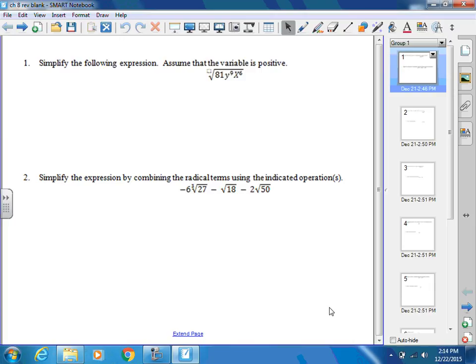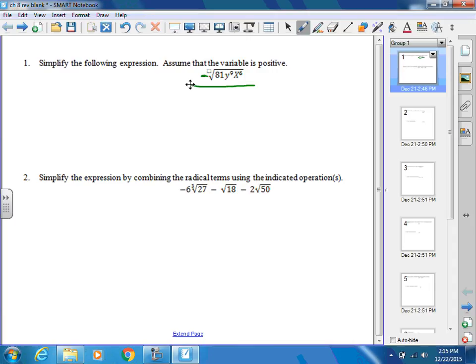Number one is asking us to simplify this radical, assuming that the variable is positive. The reason is that this is a square root. How do I know it's a square root? Because there is nothing in the index that tells me it's anything but. If you don't see anything there, we always assume it's a square root, which has an index of 2. That's why it's called a square root. Like 3 squared is 9, so 3 times 3, 3 to the second power, that's where that comes from.